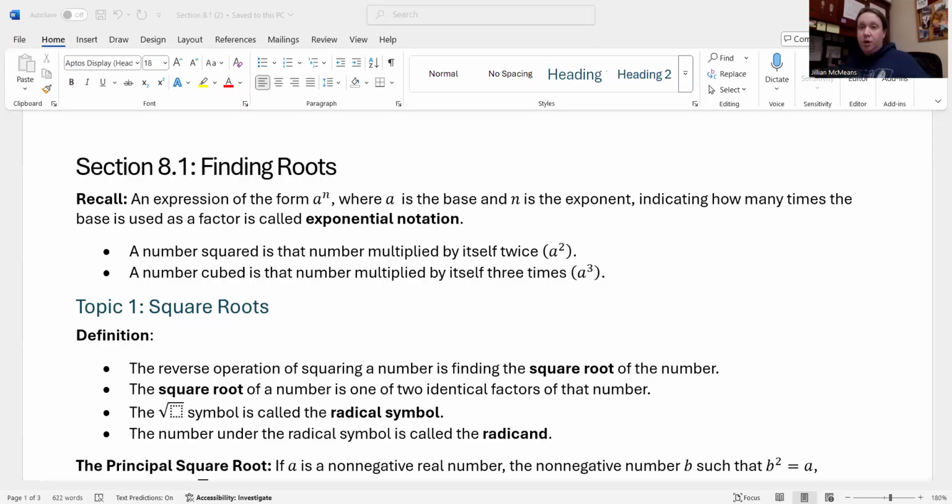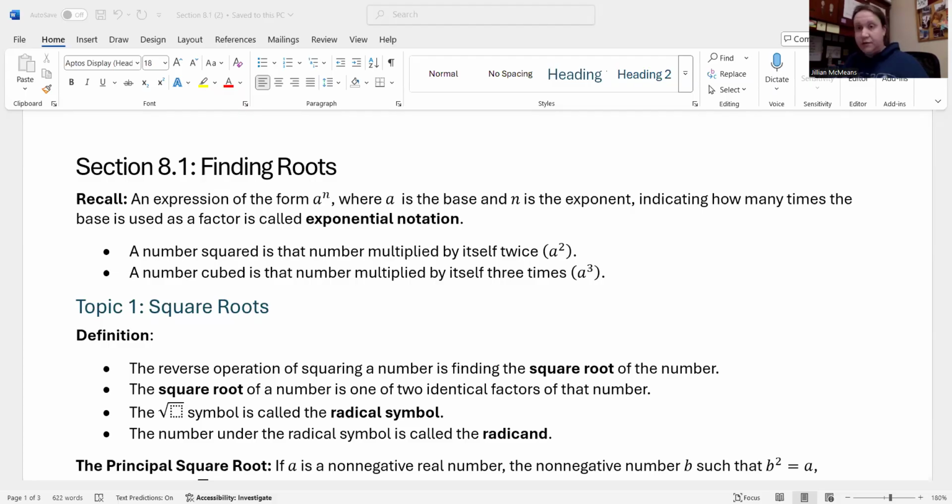In our next chapter, we're going to focus on radical expressions and radical equations, but we have to build a foundation to understand that. So for this first section of the chapter, we're going to talk about finding roots, and that's going to help us build our foundation for radical expressions, okay? So very first thing, we're going to talk about square roots, okay?